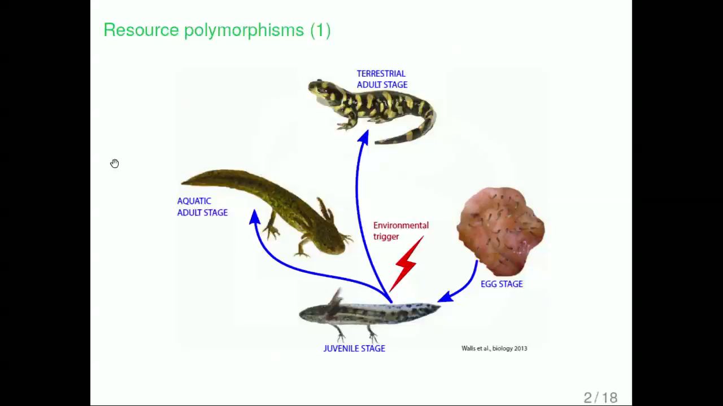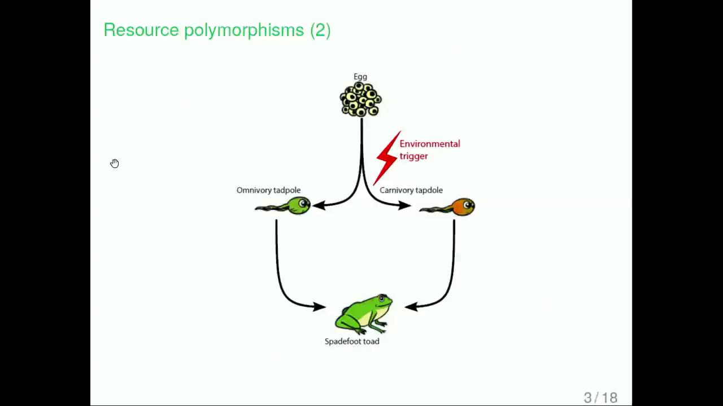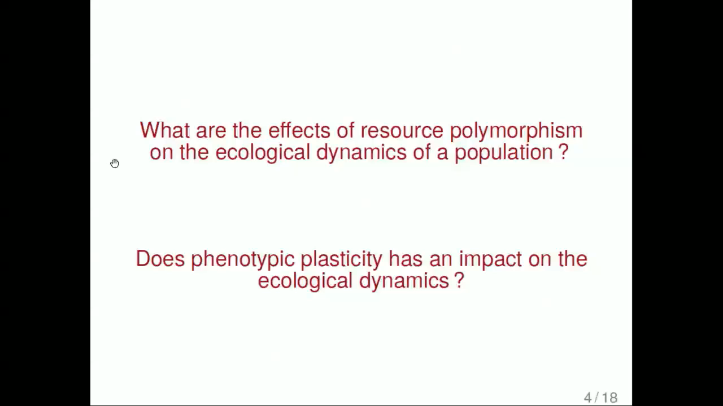So we want to assess how this is happening and how this is having an impact on population dynamics. Another example is the spadefoot toad. They also have two different environments. As eggs and tadpoles, they are in an aquatic environment, and as adults, they're in a more terrestrial environment. But sometime during the juvenile stage, some of the tadpoles might change their diet and become more carnivorous than the others. And that also has a huge impact on population dynamics. So my question is, first of all, how do those resource polymorphisms in different stages affect the ecological dynamics of a population? And then how does phenotypic plasticity have an impact on those ecological dynamics?